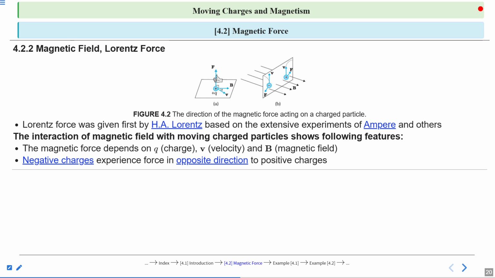Negative charges experience force in the opposite direction to positive charges. That thing I have also mentioned. If there is a positive charge, and the direction of force on this positive charge is in the north direction, then if we place a negative charge of the same magnitude in place of the positive charge, the force reverses. Its direction will be opposite, in the south direction. So negative charges experience force in exactly the opposite direction to positive charges.